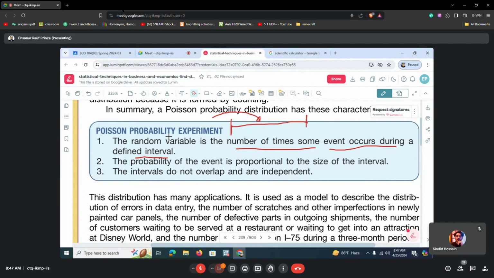So it would be success or failure. But if they say, if a time period is mentioned, like in 1 hour, how many times or how many patients are coming to the hospital? So that situation is related to a Poisson probability experiment.